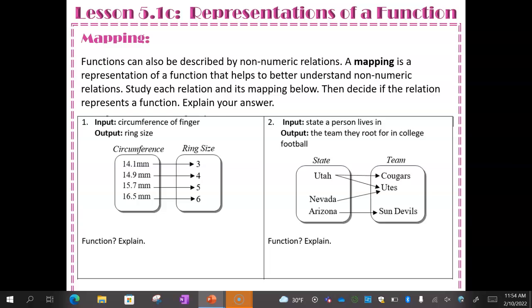Number 1 has the input of circumference of a finger and the output of a ring size. So you can tell that every one of these inputs has only one arrow going out of it and matches with only one output. So this is a function. Every input has exactly one output.